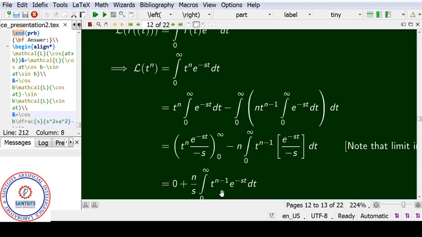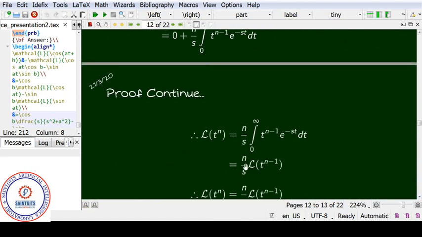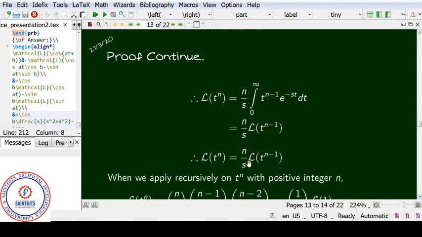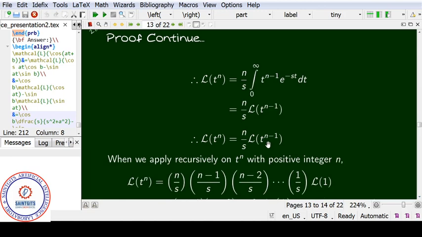Now we compare this integral with our Laplace transform. Here we multiply t raised to n minus 1 by e raised to minus st, then we take integration. This is nothing but Laplace transform of t raised to n minus 1. So n by s into Laplace transform of t raised to n minus 1. So we start with LHS in the first step and RHS in the last step. That is, Laplace transform of t raised to n is equal to n by s into L of t raised to n minus 1. Again we can apply the same result for L of t raised to n minus 1.